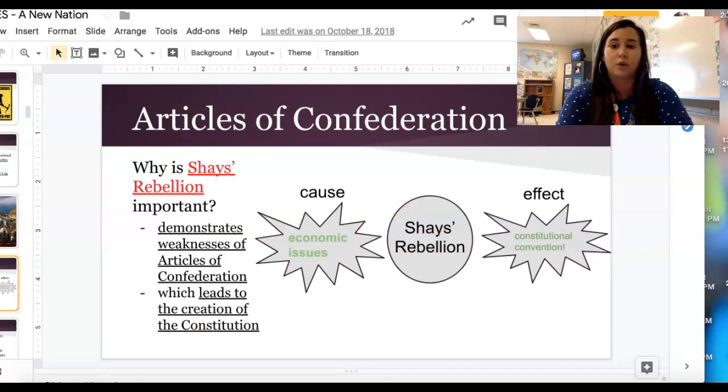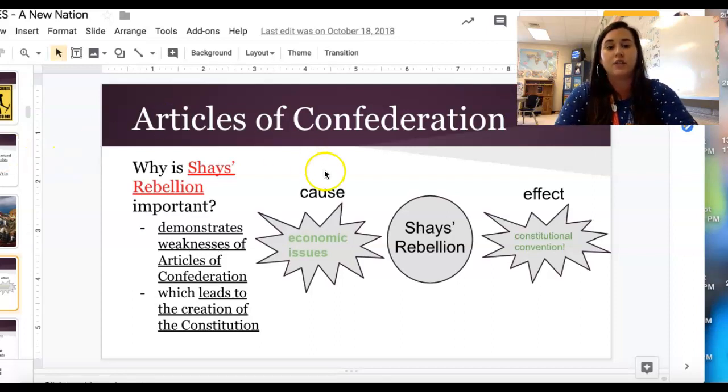Shays' Rebellion is going to be important for one major reason, and that is that it leads to the Constitution. The occurrence of Shays' Rebellion and other rebellions like it demonstrated the weaknesses of the Articles of Confederation. They show that there is social disruption that the Articles of Confederation are not equipped to deal with. So in talking about what to do about Shays' Rebellion and to prevent future uprisings, the leaders of our new nation decide to get together to amend the Articles, which leads to the creation of the Constitution.